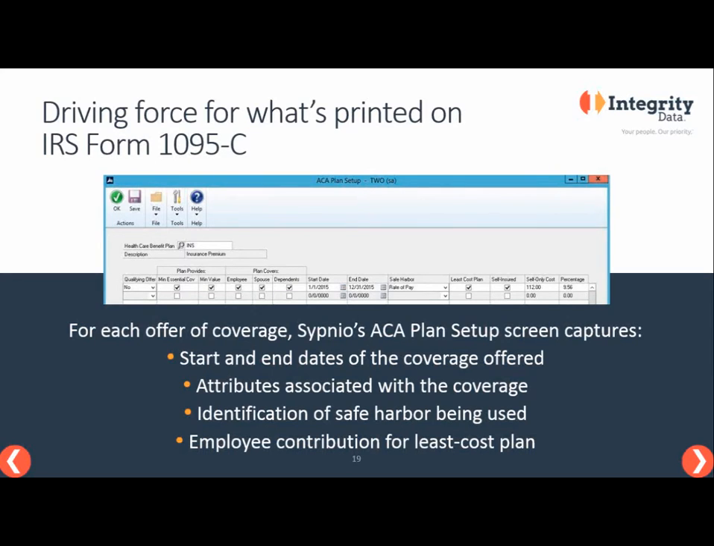And remember, even if you are a company that says, nope, I'm not going to do it, that's perfectly okay. You still have to produce a 1095-C, and you'll tell them that, no, I did not offer coverage. There's a code for that.